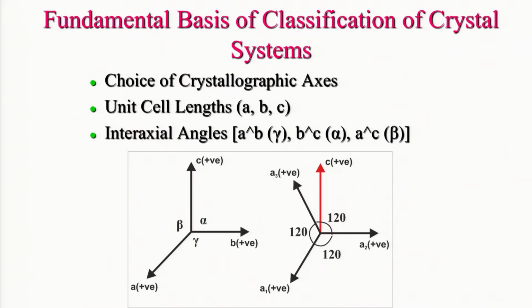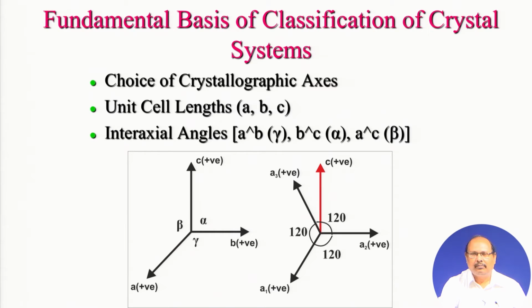Three aspects, namely, what is a crystallographic axis? We need to know what the choice is, and what the unit cell lengths are, that is, we tell it in terms of A, B and C, and what the angle between these axes is, which is called the interaxial angle. So, A angle B is denoted by the symbol gamma, B angle C is denoted by the symbol alpha, and A angle C is denoted by the symbol beta.